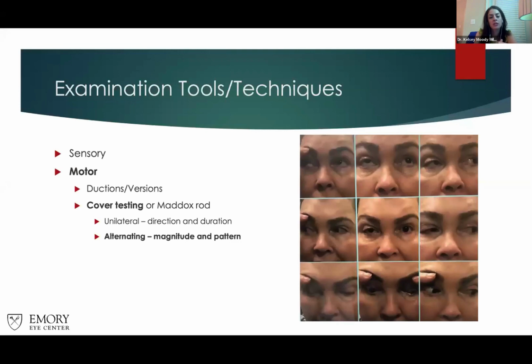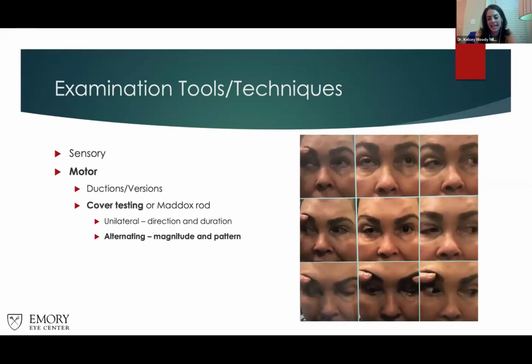We then want to do this in multiple positions of gaze to look for a specific pattern. This is a patient who has a mild cranial nerve 3 palsy. You can see that she has a ptosis on the right eye. When she looks up, the right eye doesn't go up to the same degree as the left eye. And so that would then create a left hypertropia.